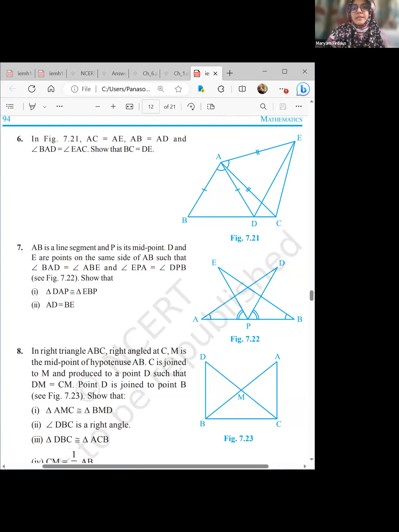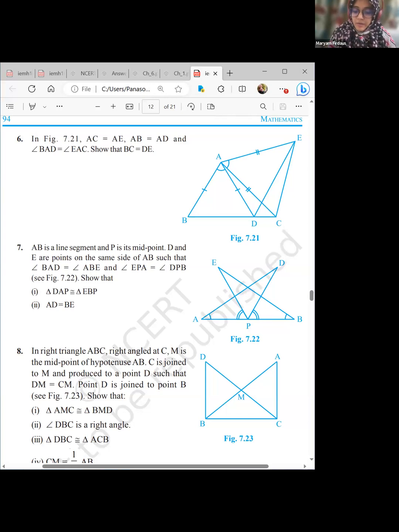Question number 6 in exercise 7.1. Avni, are you done with the question? Yes, ma'am. Still doing that. One minute. Okay. You have to show that BC is equal to DE. So do that. AB is equal to AD. Yes, very good.